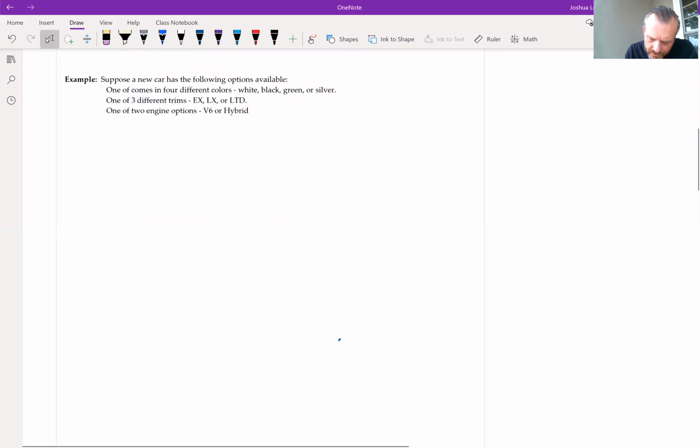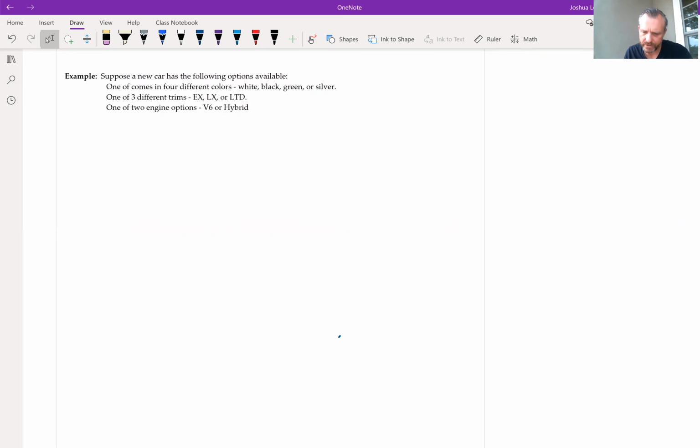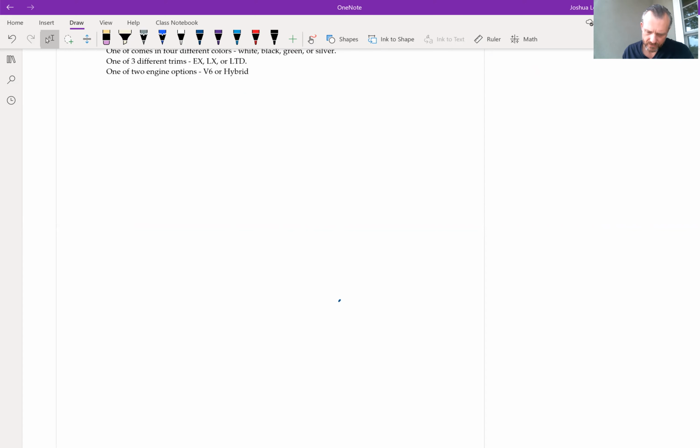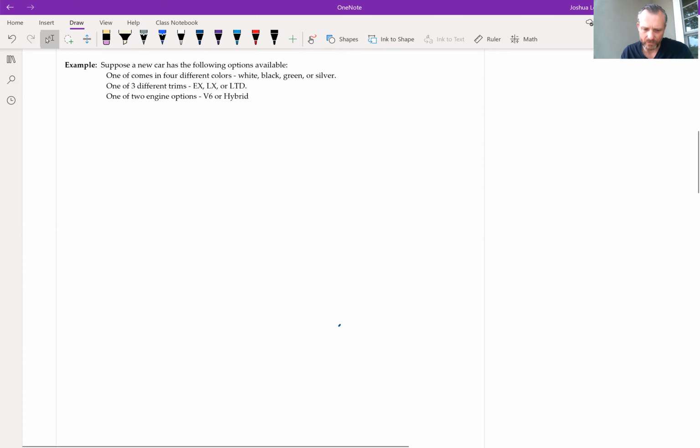All right. So we got these 4 different colors: white, black, green, or silver. And we've got one of 3 different trims: EX, LX, or LTD. And then the 2 engine options: a standard V6 or a hybrid engine. So we have some options, and we want to count, right? We want to know how many total different car options are available.